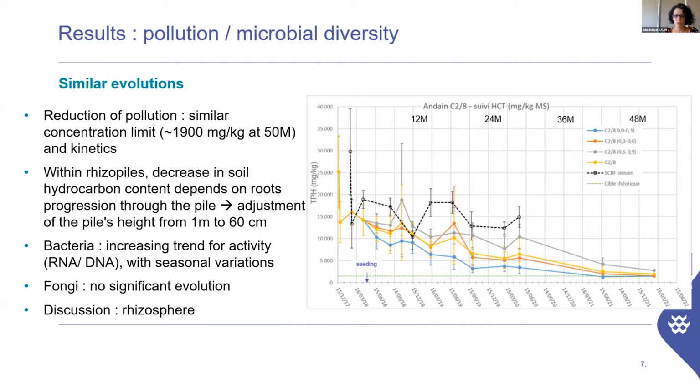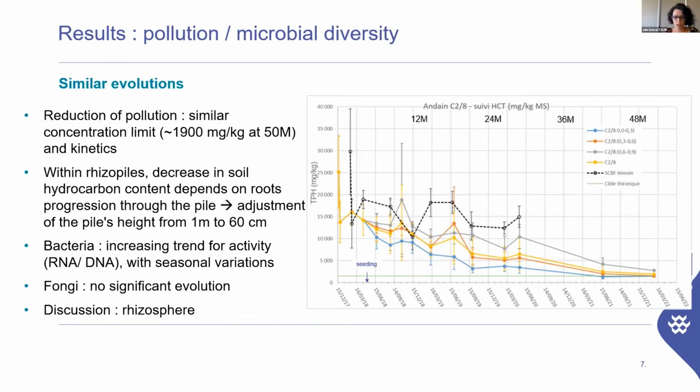In the rhizopiles, well, the rhizopiles or the phytopiles, it's the same, it's just another name. So we could see a difference between the top layers of the pile and the deeper layers of the piles, because the roots didn't reach the deep layers of the piles. We expected that it would reach up to 1 meter, but in the end it reached only 60 centimeters for the alfalfa. So it led us to adjust a little bit the height of the piles for the real treatment. The piles will be 60 centimeters and not 1 meter.